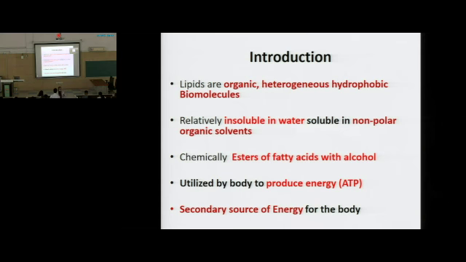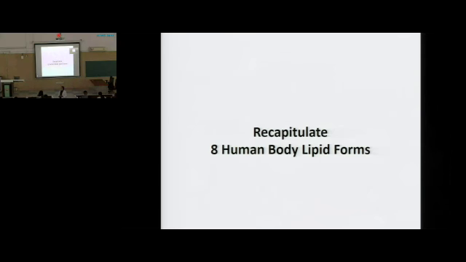You have already studied in the chemistry part, in short, what lipids are, and here we are going to study how these are going to produce energy, and what the mechanisms and pathways are. So there are 8 human lipids which are associated.